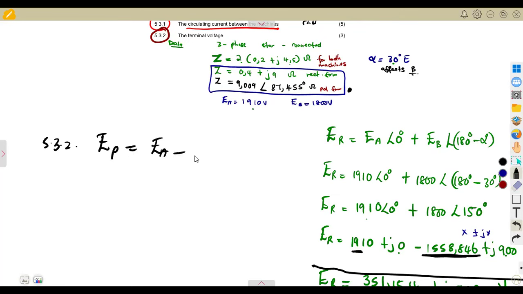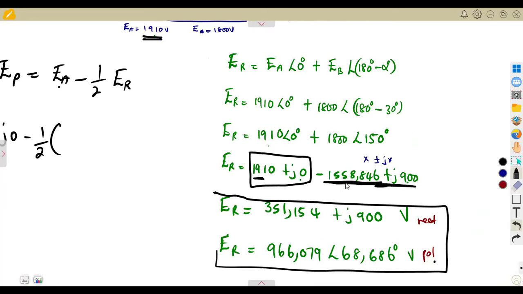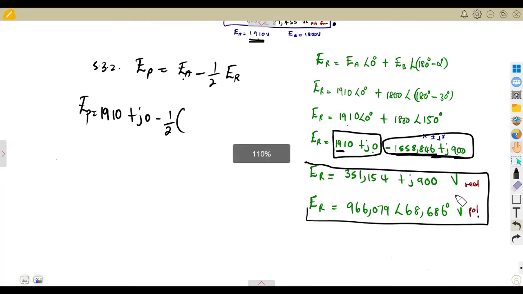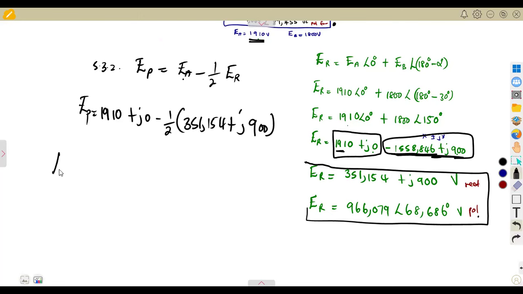So that is going to be EA minus half of ER. So EP is equal to EA. Remember, EA is 110, and we even saw that here, the EA converted to rectangular form is just going to remain as 1,910 plus J0. Then we're going to have minus half of ER, not EA, but half of ER. The ER is the final answer here, and it's best that we make it in rectangular form. So this was 351.154 plus J900. Okay, so that is going to give us our EP.